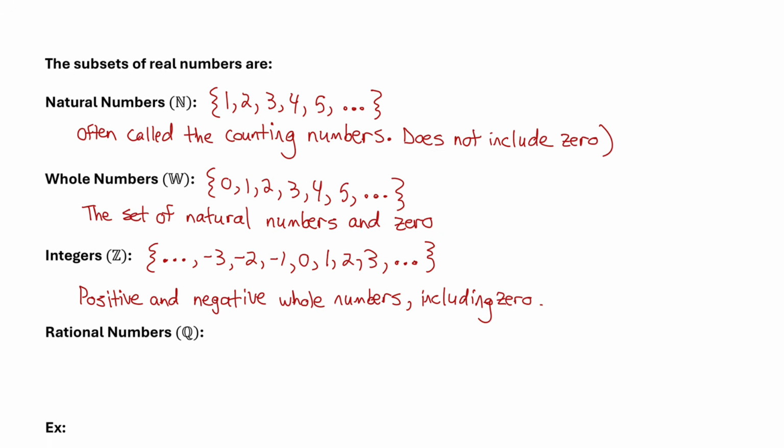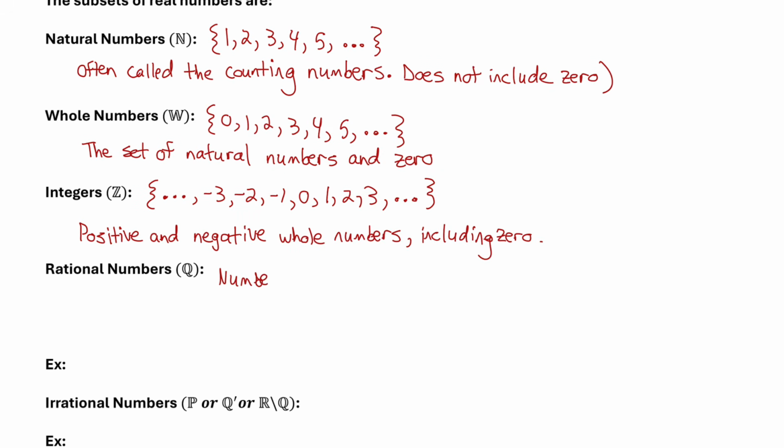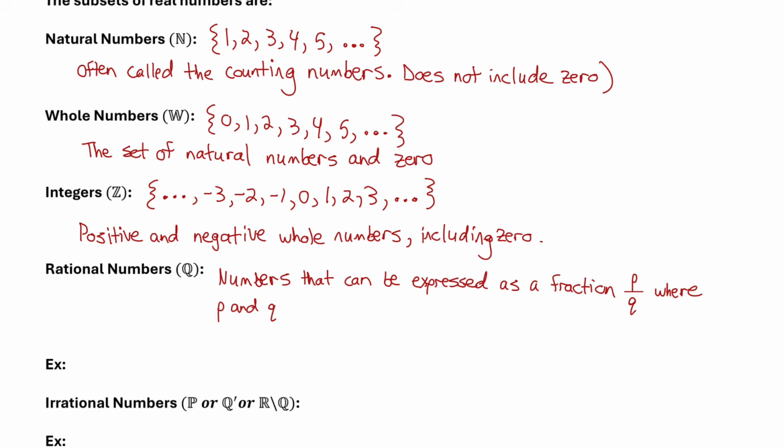And next we have rational numbers. Rational numbers are numbers that can be expressed as a fraction p over q, where p and q are both integers and q is not 0. And because this set of numbers would be so dense, meaning within any interval there would be an infinite number of possible values, I'm not going to try and list them within set notation. I'm instead just going to give you some examples of rational numbers.